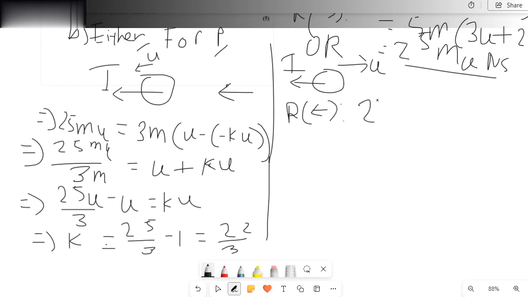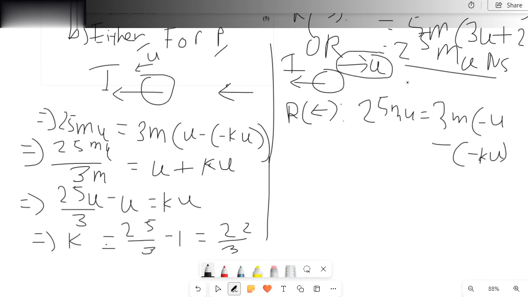we have impulse, which is 25mu, equal to mass, which is 3m again, and the final velocity would be minus u because u is towards the right, minus ku because ku was also towards the right as discussed previously. Therefore 25mu divided by 3m is equal to minus u plus ku.